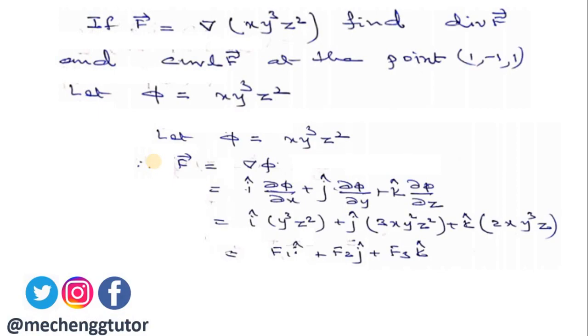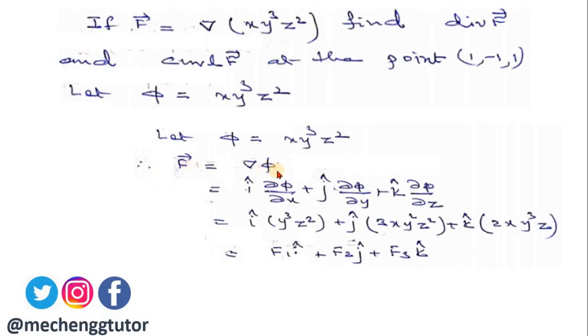if f bar is equal to del of x y cube z square, find divergence of f bar and curl of f bar at the point (1, -1, 1). For our convenience, let us choose phi, some function, as x y cube z square. Therefore, f bar will be what?